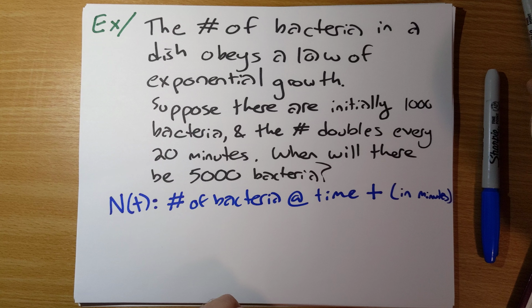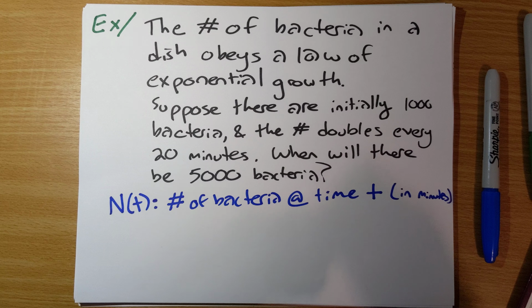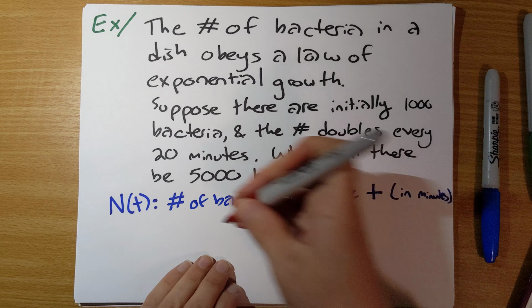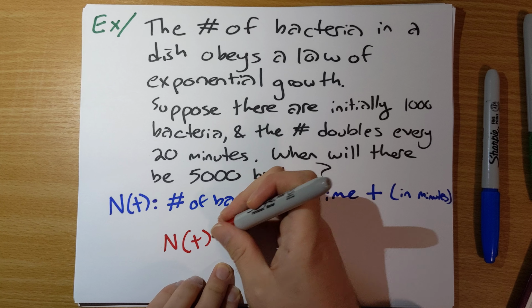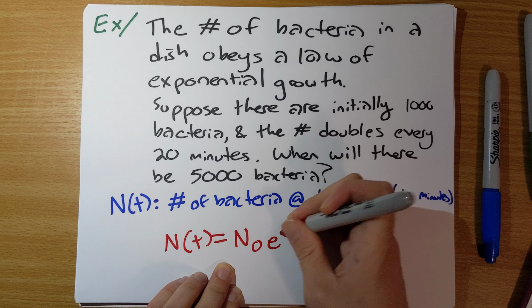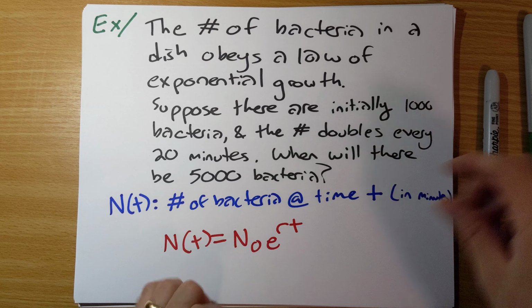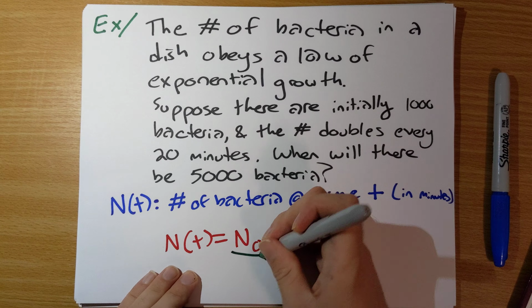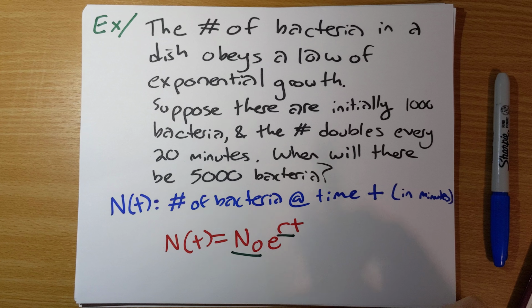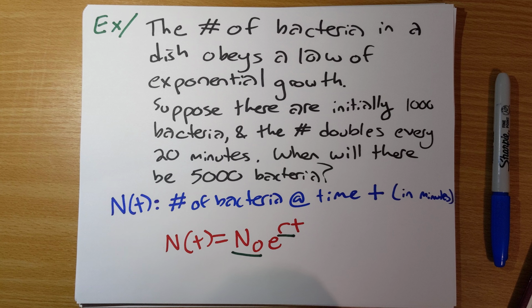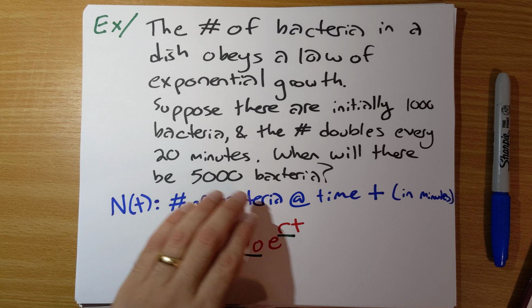And our law, the important thing to remember here, is that bacteria satisfy an exponential growth law. N of t is equal to N naught e to the rt, where N naught and r are constants that we need to figure out. So what we're going to do is figure out those constants, and then we'll be able to proceed with our problem.